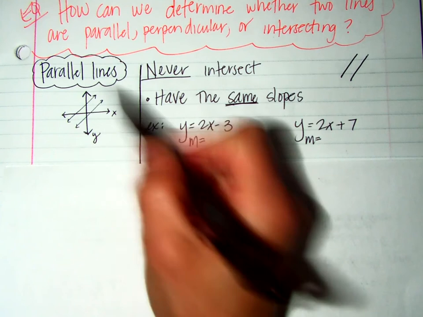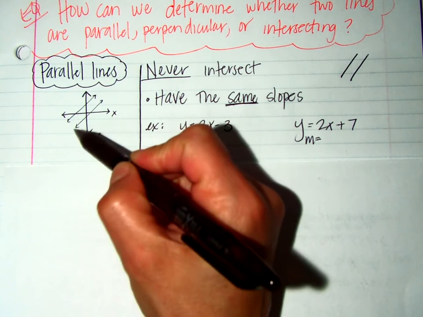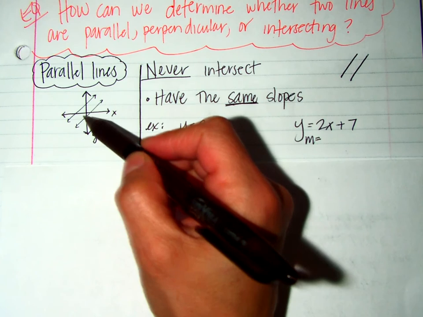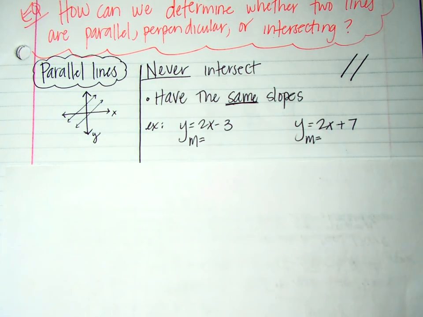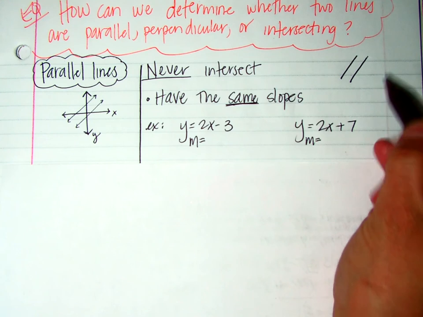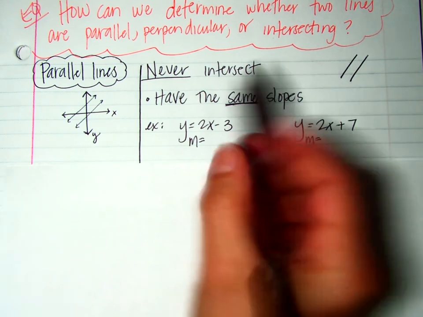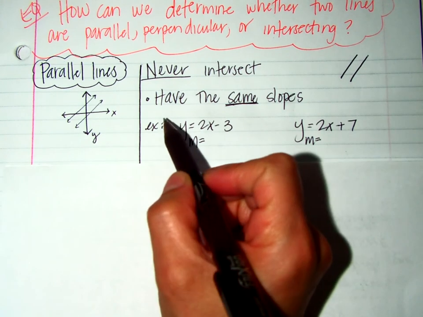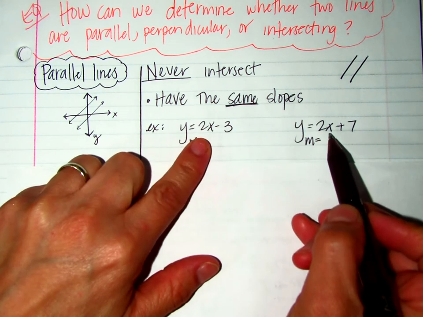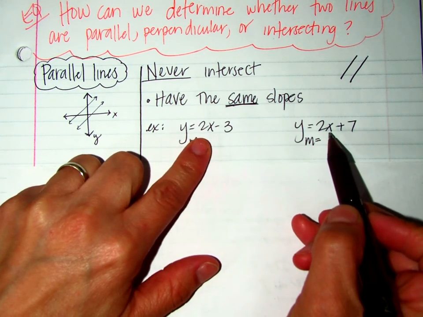So if I look at a picture, I'm going to see that both of my lines are going in the same direction. They're probably a space apart, but they will never cross. This is the symbol we will be using to show that lines are parallel. Now, when you are given two equations, how do you know? What if I get two equations like this? How do I know that the lines are parallel?